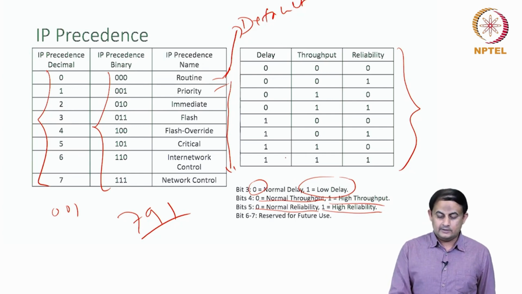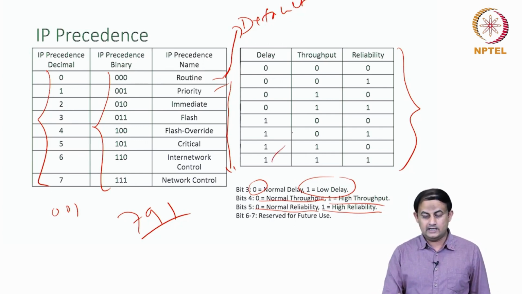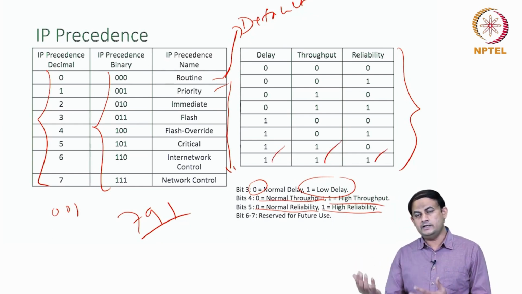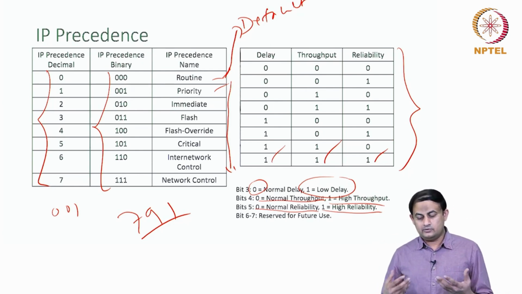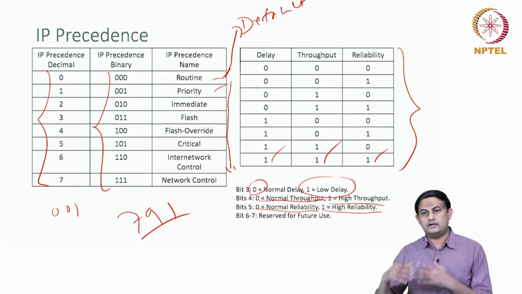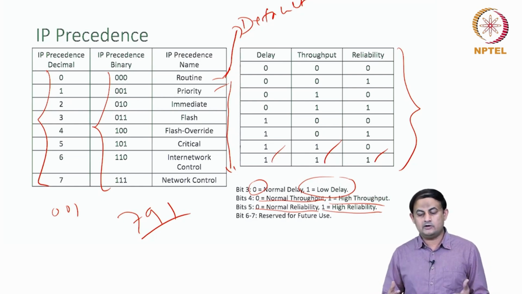The best possible case is you want a very low delay, very high throughput and very high reliability. Often these requirements are very hard to meet, and some of them conflict with each other. So putting all these fields and asking for all these parameters to be met in one go complicates things, and the network may not be able to meet those requirements.